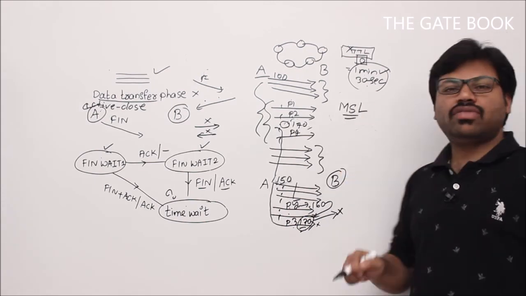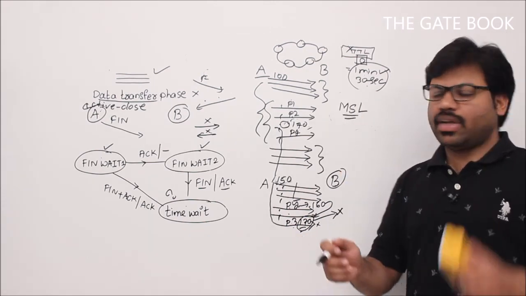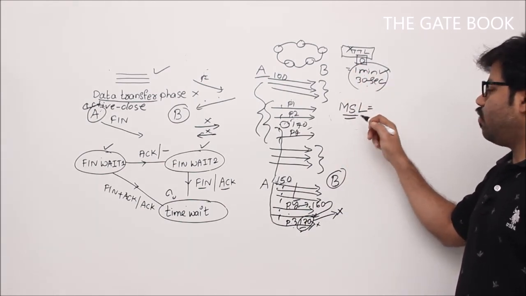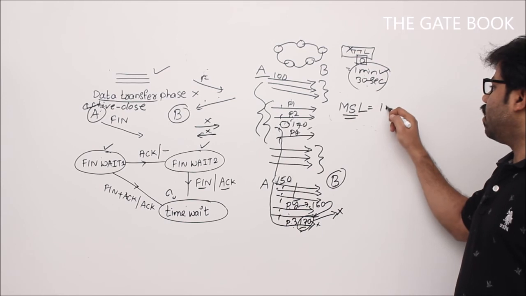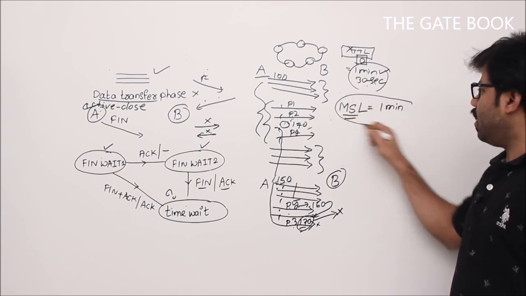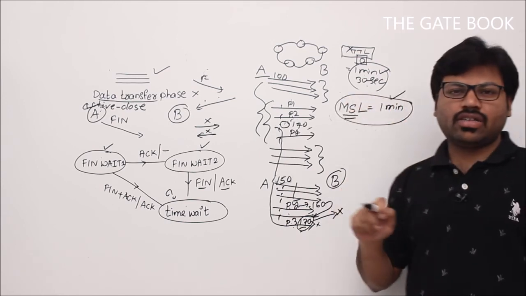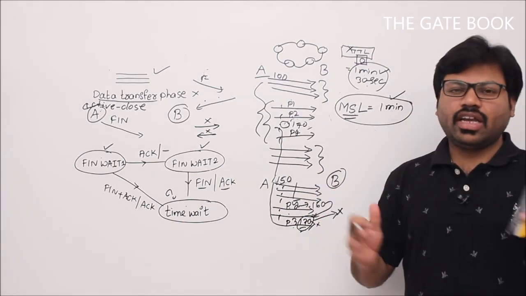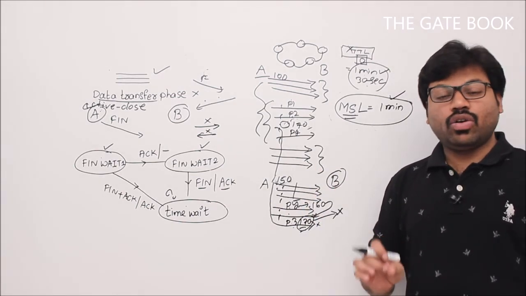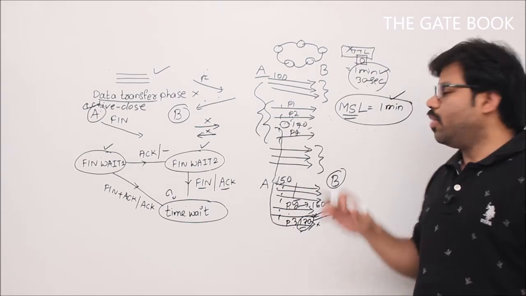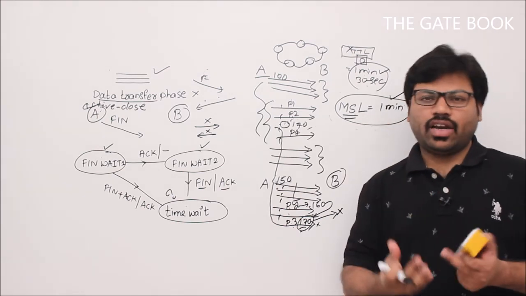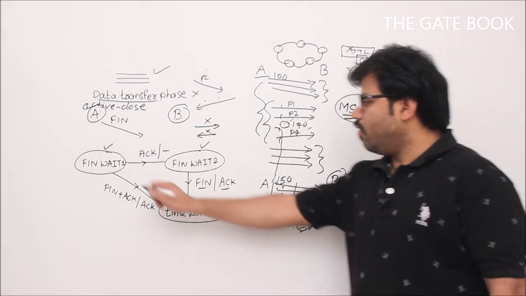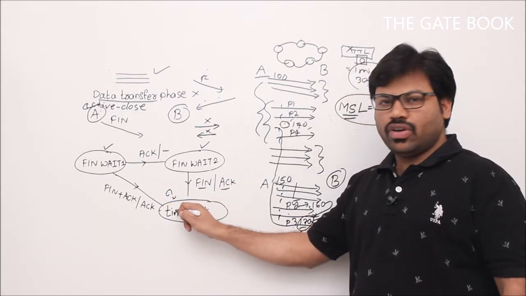Every segment will have some life in the network. That depends on this time to live field. Assume, let's say, maximum segment life is decided as 1 minute. It is not fixed to 1 minute or 2 minutes. It depends on the designer's choice. They will fix something and it will vary. So don't blindly remember that value, but remember that there will be some value for maximum segment life.